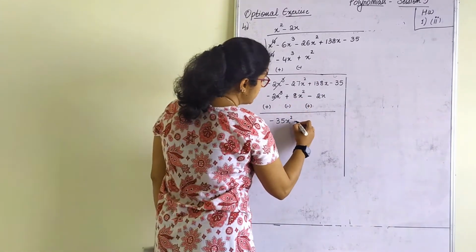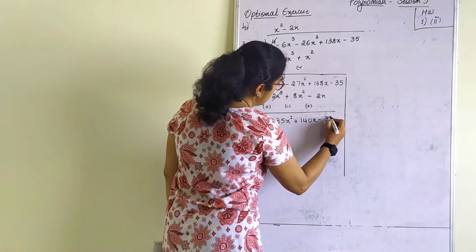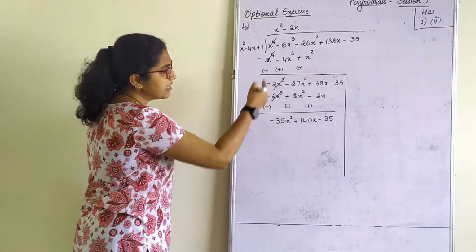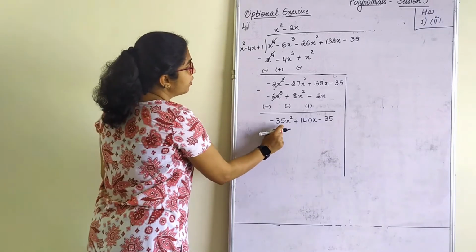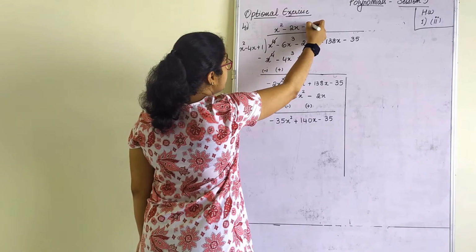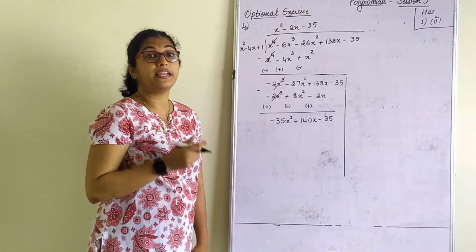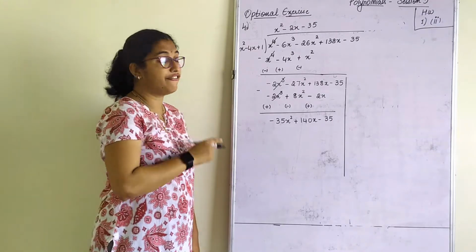138x plus 2x will give you 140x. Minus 35, bring it down as it is. I got minus 35x squared, and since the x squared term is already there, I only multiply this by minus 35. So what should the remainder be? The remainder should be 0 because it is a factor.